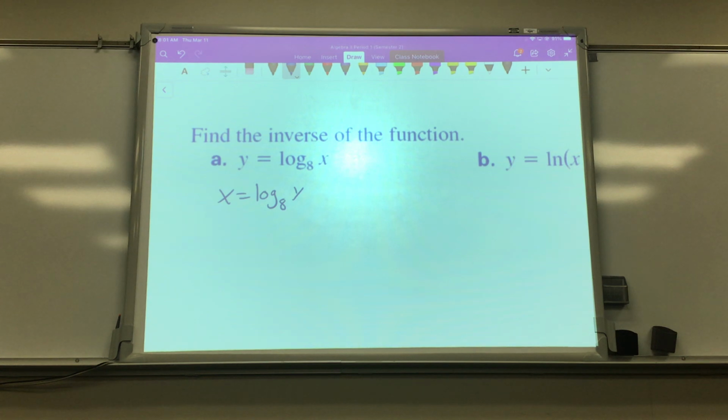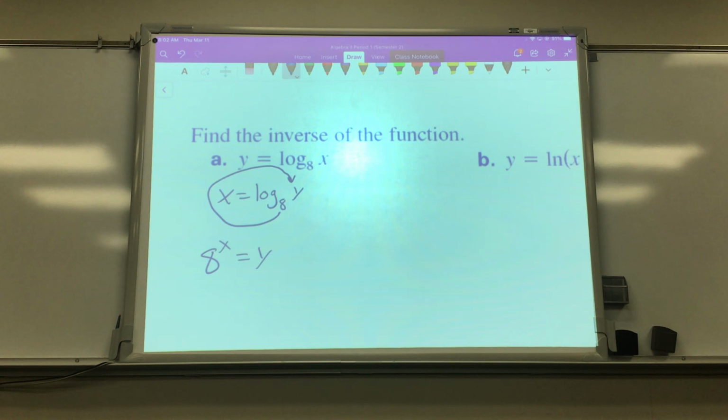So remember now, inverse operations, right? What's the inverse of logs? Exponents, right? What does rewriting do? Gets us into exponent form, right? So, when you're solving for y in this case, rewrite. When I rewrite this, 8 to the x is equal to y, correct? Did I solve for y?